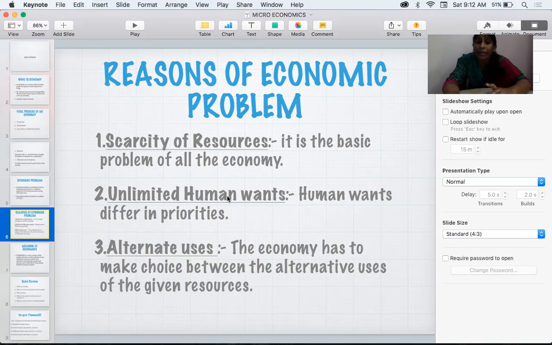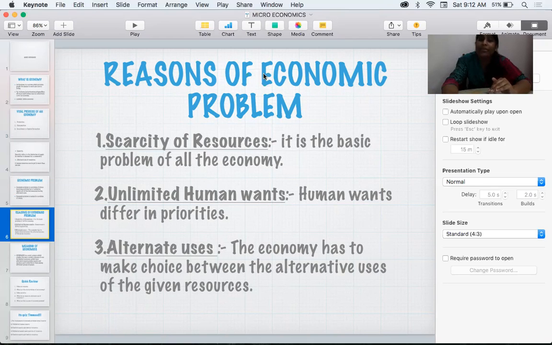Next one, unlimited human wants. Human wants are never going to be satisfied. First, we will be thinking, I want a good house. Okay, I have constructed a good house. After that, my need is exceeding. I need a car. Like that, human wants are not going to be satisfied. They are going to be unlimited, and they are going to extend over a lifelong period.